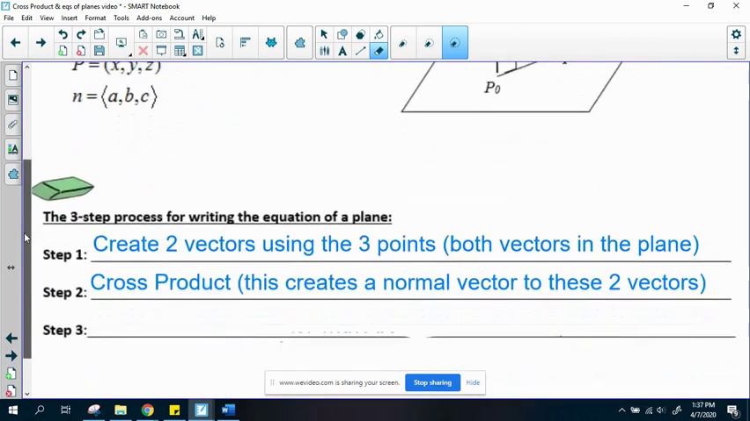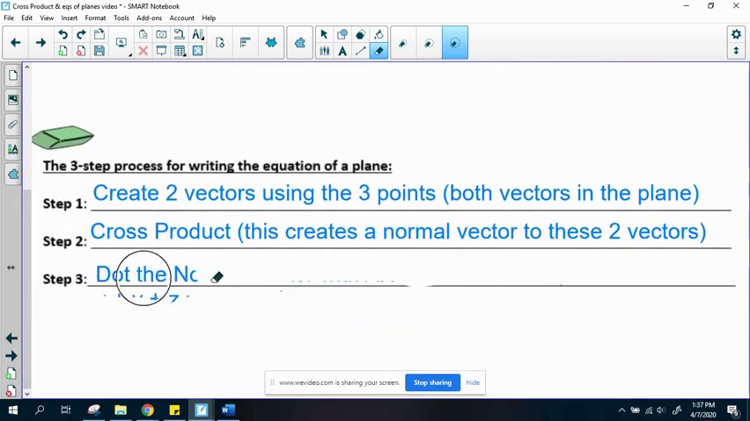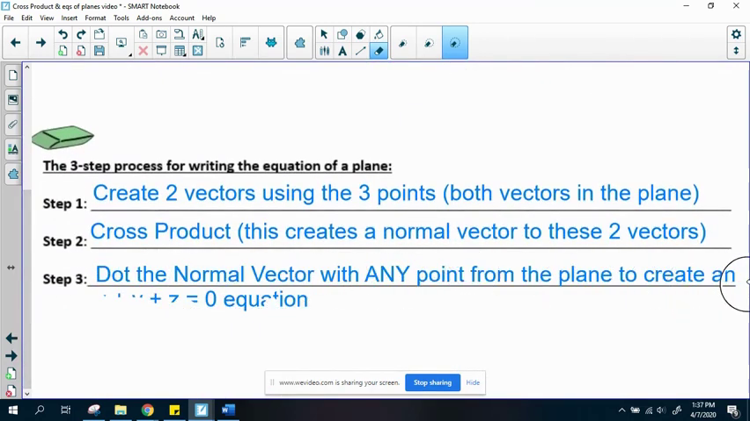And after you cross them, the last step is to dot that vector with any point in the plane to create the equation that will have the x, the y, and the z. So if you need to pause the video, go ahead and write that down. If not, I'm going to explain what those steps are all about.